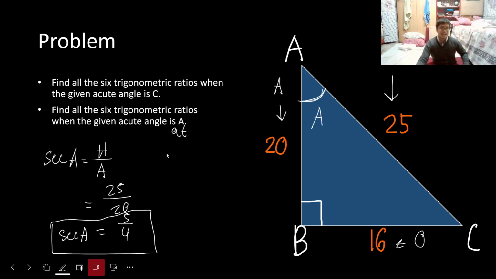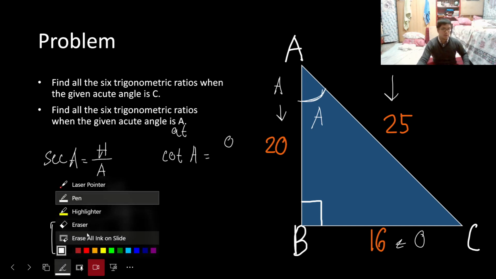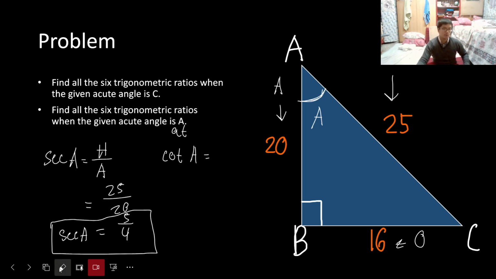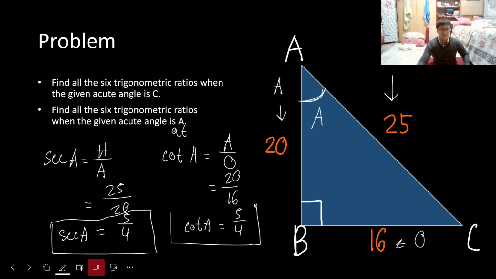And lastly, we have cotangent A. So your cotangent, no, it's not O all over A. Rather, it's A all over O. So it's adjacent all over opposite. Your adjacent is 20, then your O, or opposite, is 16. 20 and 16 are both divisible by 4. So 20 divided by 4 is 5, and 16 divided by 4 is 4. So this is your final answer. All right? This is simplified.